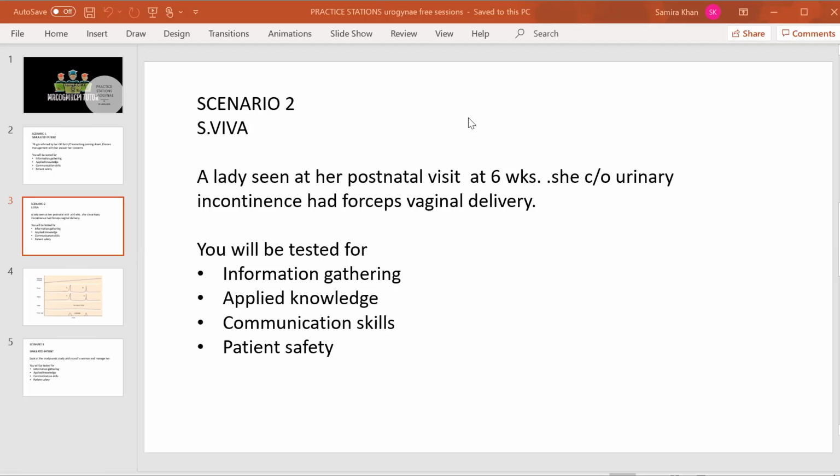Perfect. Okay, doctor, you have read the scenario. Can you please tell me what information you need from this patient? I want to know about her symptoms, the details of her symptoms, the duration, the severity, whether it's interfering with her daily activities and quality of life, and whether there is associated fecal incontinence. And I want to know about her pregnancy and delivery, any antenatal complication like gestational diabetes, multiple pregnancy, and details of her delivery, birth weight of the baby, duration of labor.